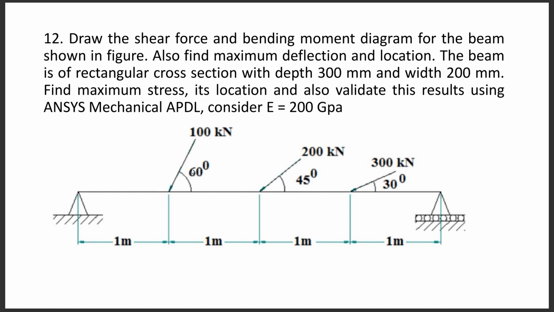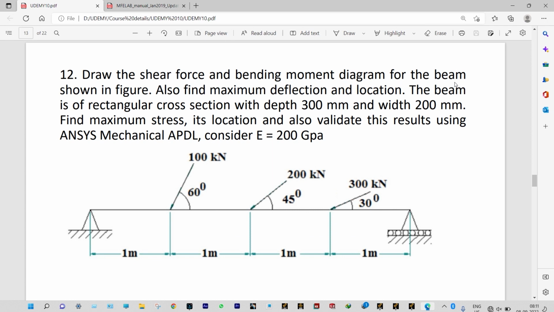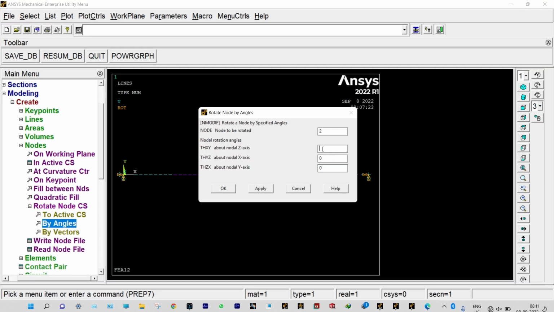We can repeat this one again. For the first point, the key point or node should be rotated by an angle of minus 30 degrees. The second one will be rotated by an angle of minus 45 degrees, and the third one will be rotated by an angle of minus 60 degrees. Okay, so let us do that. First case, it will be rotated by an angle of minus 30 degrees.